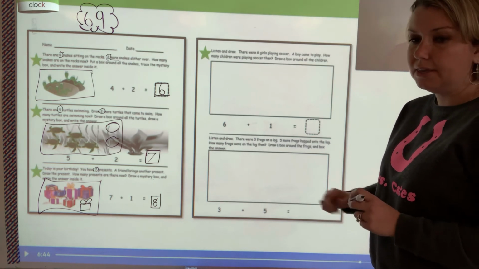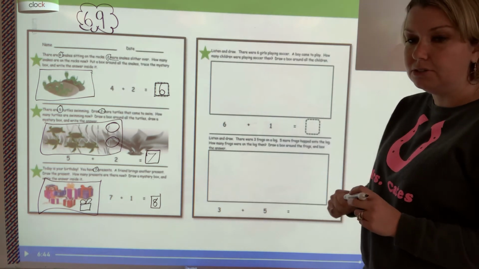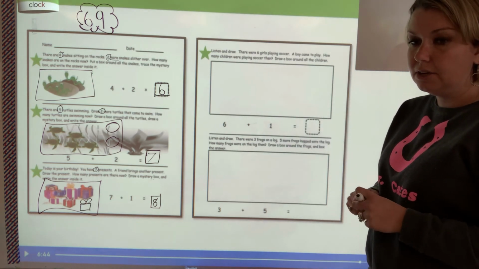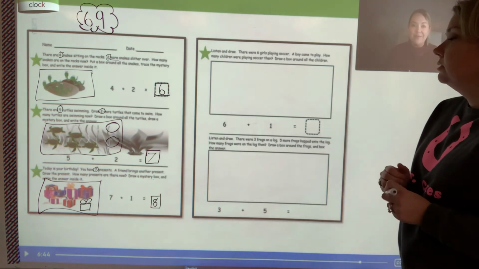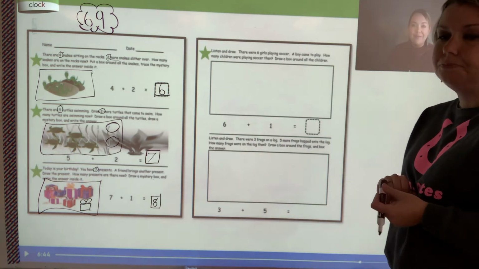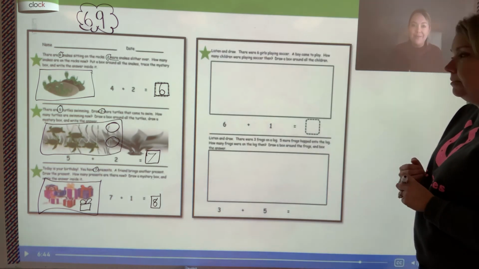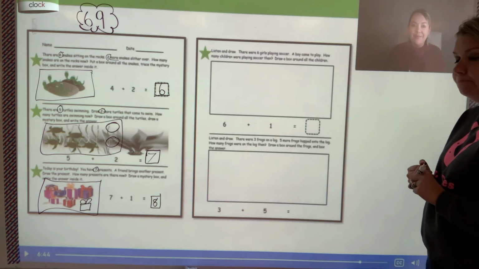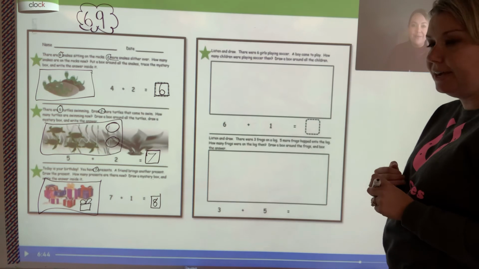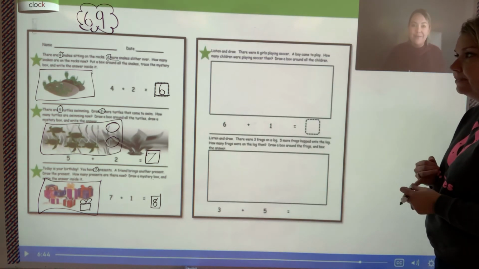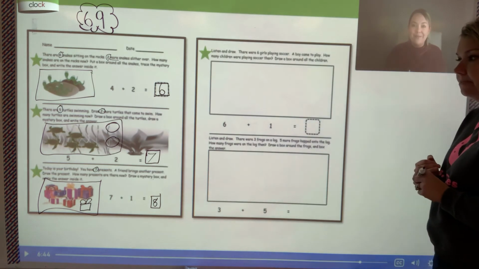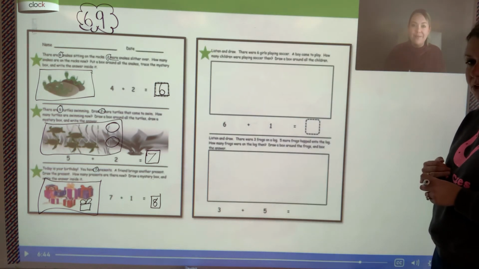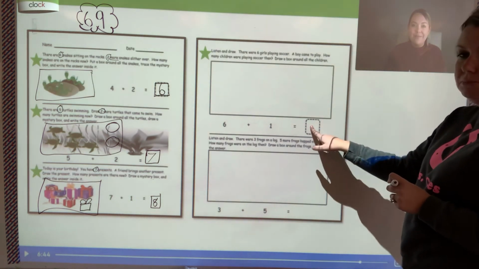When you're done drawing that, give me a thumbs up. Estelle, are you drawing it? Are you drawing the 6? Okay. I just want to make sure. A boy came to play. How many children were playing soccer then? Write your number in your mystery box.